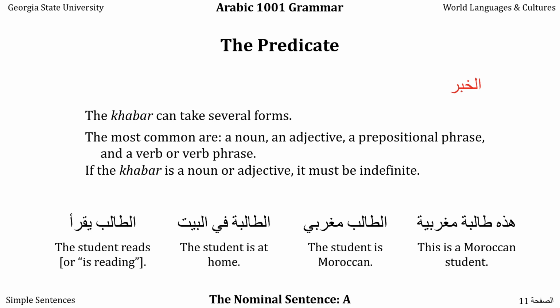And in the final example, we have at-talib yaqra'u, where yaqra is a verb, he reads. So this could be the student reads or the student is reading. Arabic doesn't really differentiate between the two, so don't worry about it.